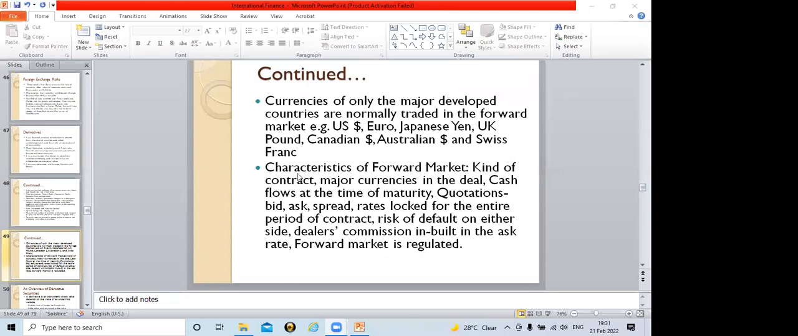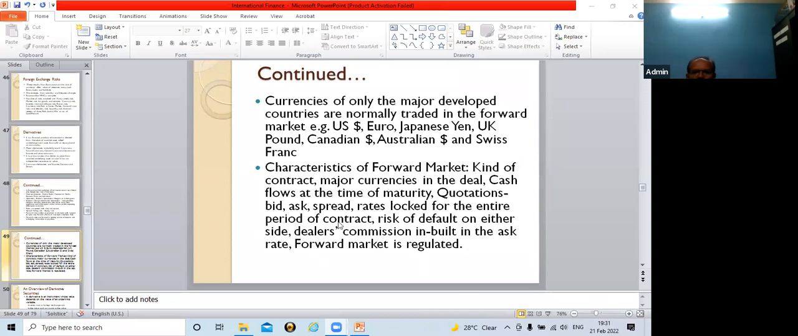Now, another characteristics of forward market: kind of contract, major currencies in the deal, cash flow at the time of maturity, quotations like bid, ask, spread. Just now we have seen the difference between selling rate and buying rate, that is spread. Locked for the entire period of contract. Risk of default on either side, dealer's commission inbuilt with the ask rate. Forward market is regulated.